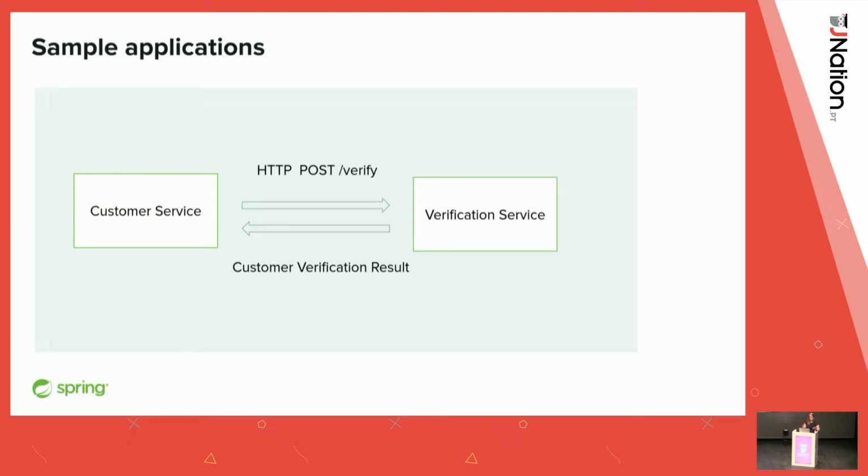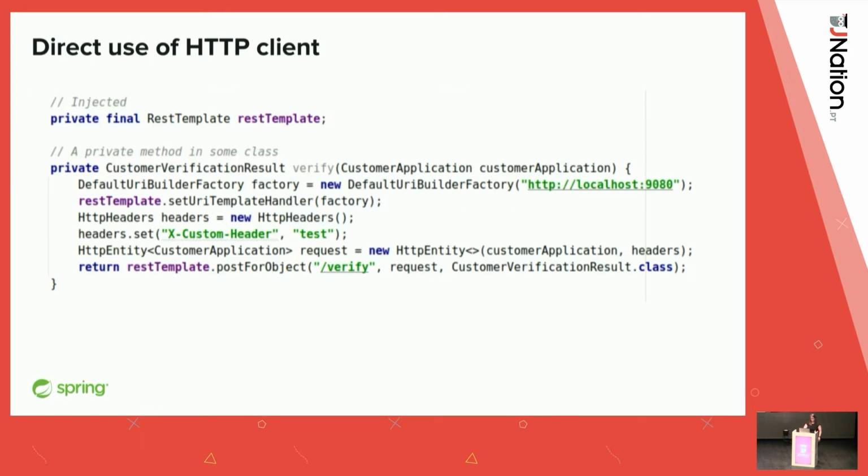Let's say we have two services that need to communicate over HTTP. We have some customer service that is going to register customers, but before it does, it wants to verify whether the customer is OK, because maybe the customer is some kind of fraud. And of course, we are dividing the responsibilities, so some other service is responsible for that. We are going to be sending HTTP posts at verify, and then we will be getting some kind of response with a customer verification result.